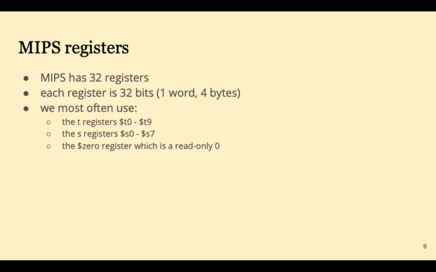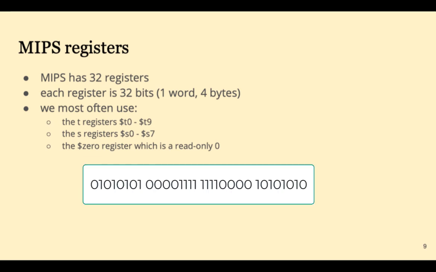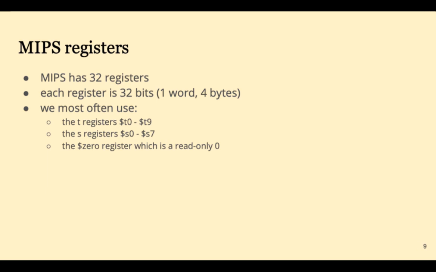MIPS has 32 general-purpose registers. Each register is 32 bits, which is 1 word or 4 bytes. We most often use the T and S registers, T for temporary, S for saved. For now, we'll use these registers interchangeably. When we get to writing functions, we'll use them in slightly different ways. Another useful register is the 0 register, a read-only register that always contains 0.